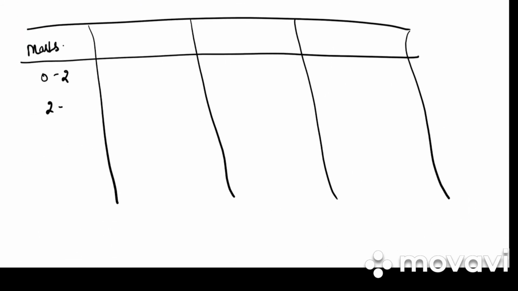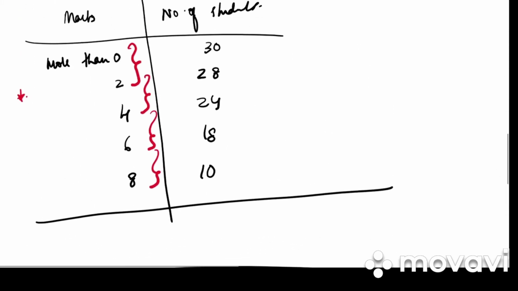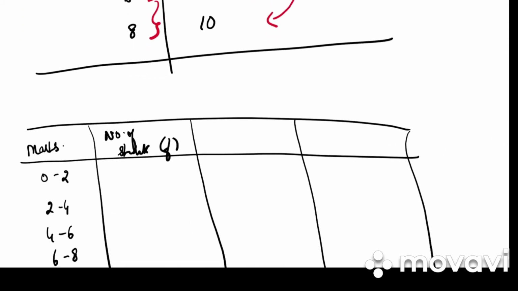So 0 to 2, 2 to 4, 4 to 6, 6 to 8 and 8 to 10. Next we have number of students, that is our frequency. So first, go to our frequency, it will be 30 minus 28, 28 minus 24, 24 minus 18, 18 minus 10, 10 minus 0.